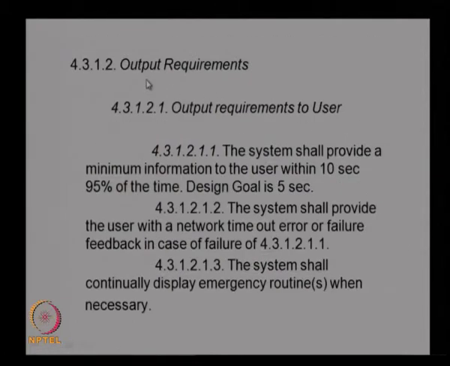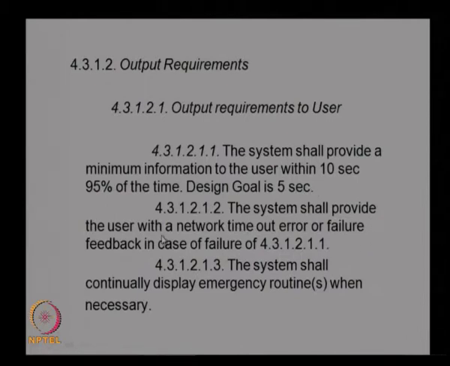Then the output requirements. What we discussed was the input requirements. Now the output requirements, again we can classify into outputs to the users, the maintenance personnel and all other users. Here the output requirements to the user are: the system shall provide minimum information to the user within 10 seconds 95% of the time, and the design goal is 5 seconds. So within 5 seconds we should be able to provide most of the information.